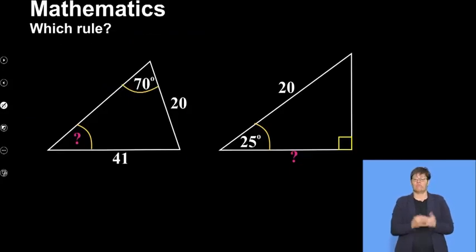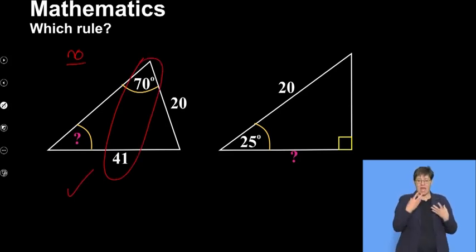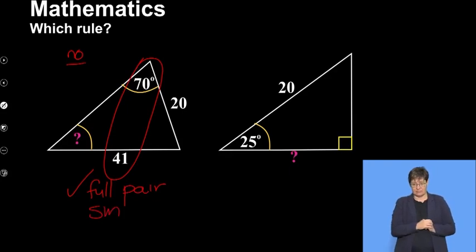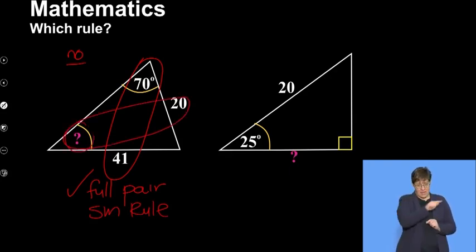In this first triangle, let's first answer, is it right angled? No, there is no right angle in here. Do we have one full pair of angles inside? Yes, we have one full pair. So which rule will we use here? Easy, we're going to be using the sine rule. And if we're using the sine rule here, what will we be finding? We'll use this as our full pair and we'll be finding this angle.